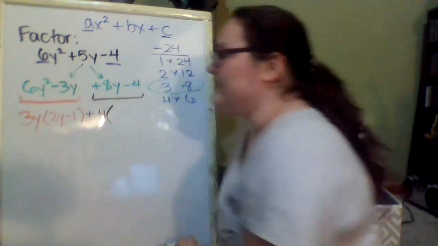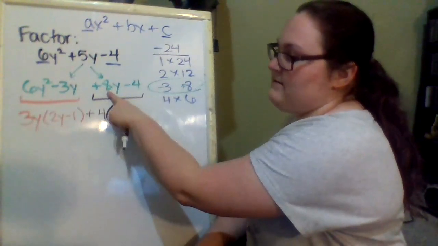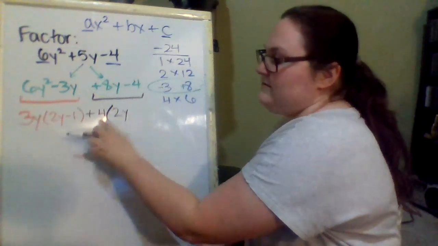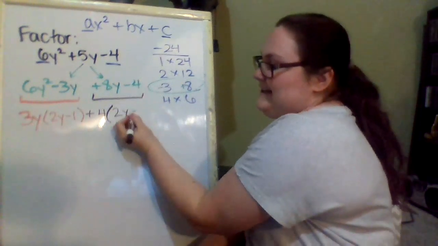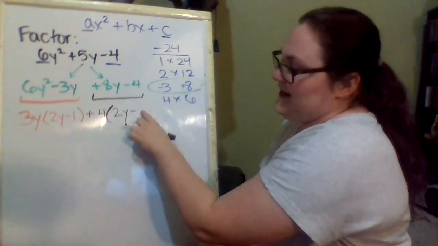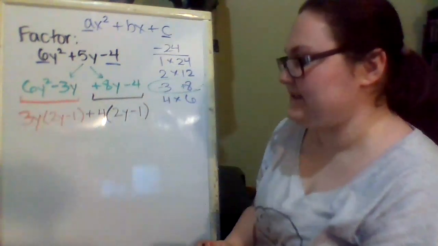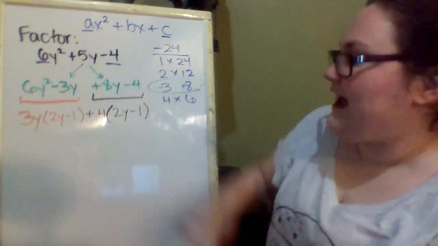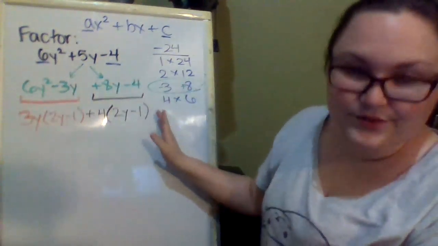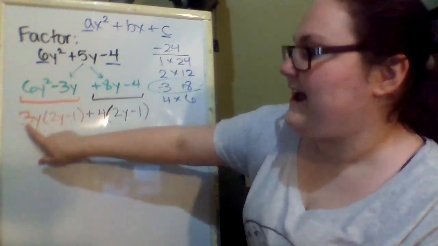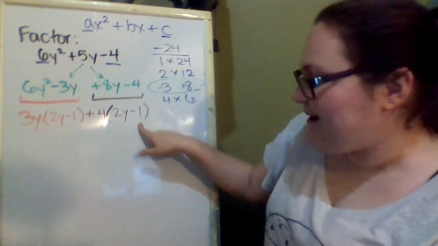So I can go right into my parentheses. I know 4 times 2 gives me 8, and I know I'm going to need a y there, so I can get to 8y. And then 4 times, I'm going to need a negative sign to make it negative, and 4 times 1 gives me that 4, and then I can close my parentheses. So at this point, I have broken that middle term into two terms, kind of split it into two separate problems and used GCF for both parts. And I got 3y times 2y minus 1, and then plus 4 times 2y minus 1.